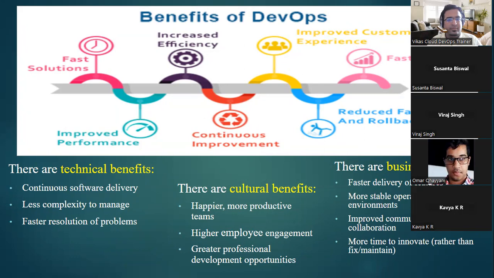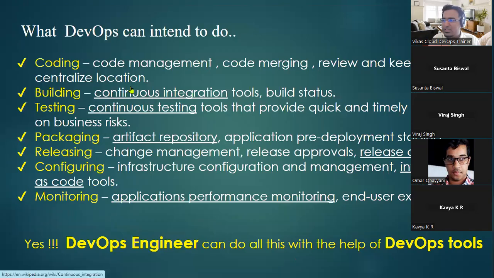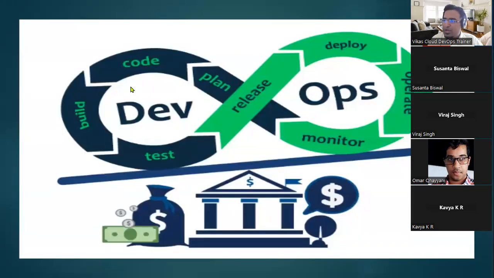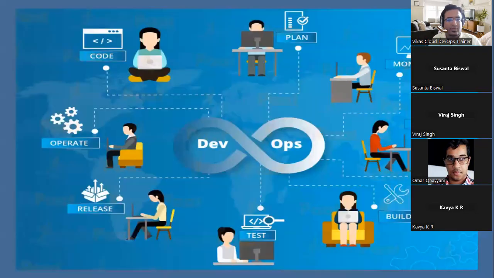Sir, what is faster ROI meaning, sir? Rate of interest or rate of things. If the application is getting developed, if you see this infinity loop, if the application is running faster or delivering faster, that is called faster rate of interest, or rate of improvement will be there. Okay, cool.